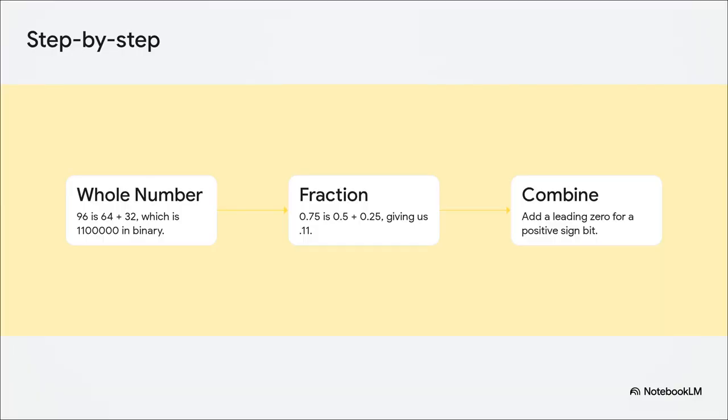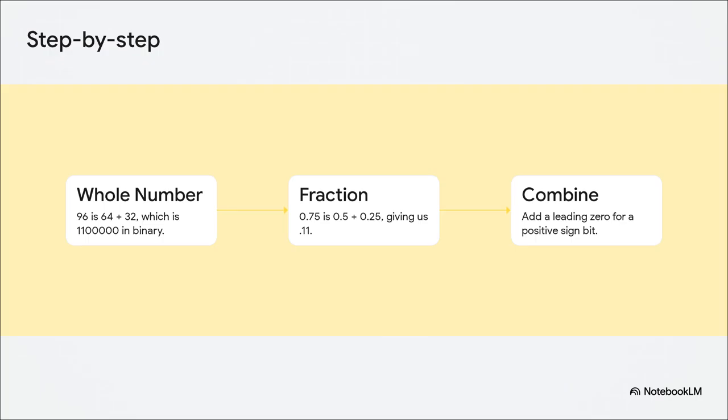Honestly, the absolute best trick for dealing with a negative target is to just completely ignore the negative sign for a minute. Let's start with the positive version. First, we tackle the whole number, 96. If we use our standard binary place values, 64 plus 32, we get 110000. Next up is the fraction, 0.75, which is just a half plus a quarter, giving us 0.11.